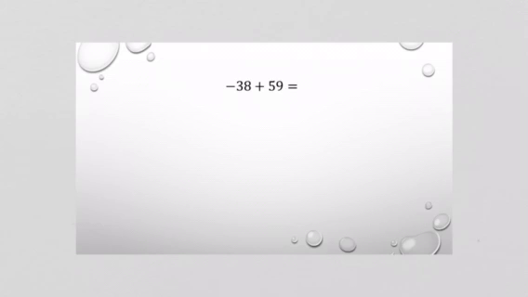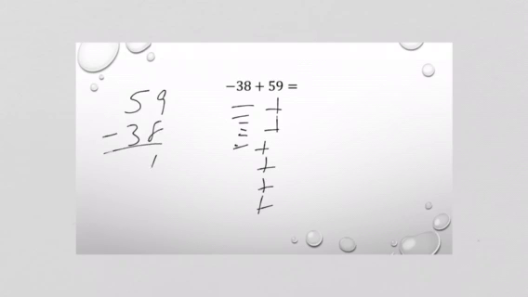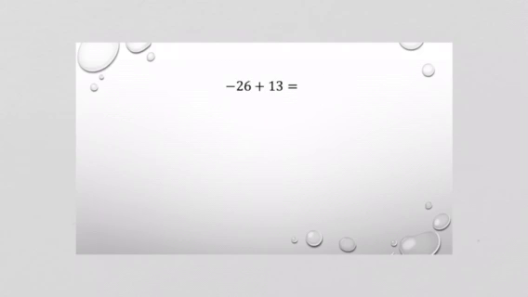Okay, this time it has negative 38 plus 59. Well, if you look at that problem, that means we're going to do some canceling out because there's some negatives, but there's a lot more positives. How many more positives are there? We'll just do 59 minus 38, and we get 21. So there's 21 more positives than there are negatives. So our answer is positive 21.